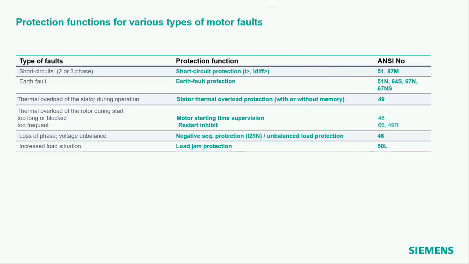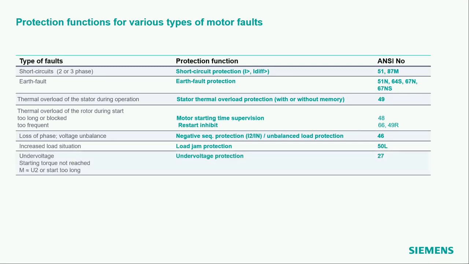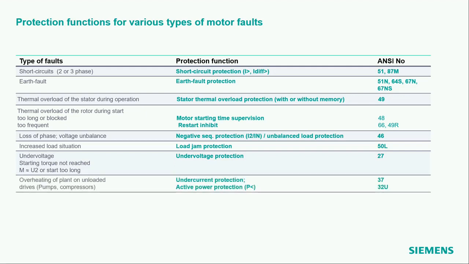Increased load situation. Here we have the so-called load jam protection. This is a simple overcurrent protection, which is activated when the motor is in the running state, when the motor is running. The undervoltage protection, as I already mentioned, if the voltage is too low, then I might not be able to start up the motor, then I can trip the motor.